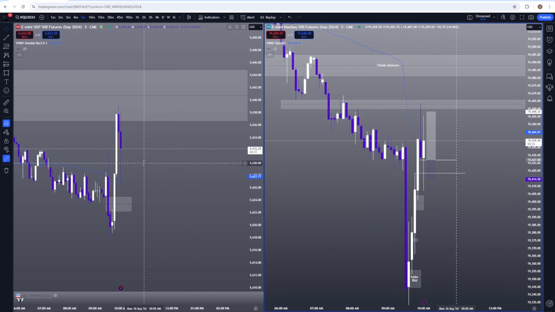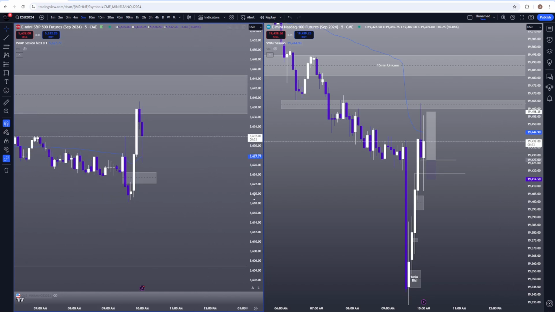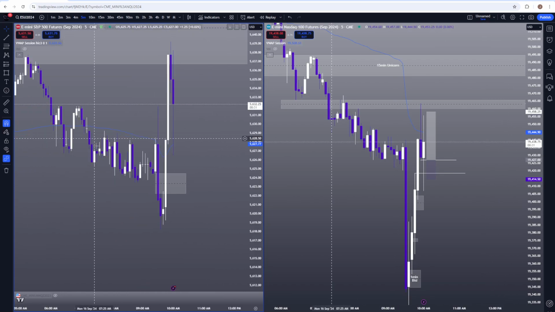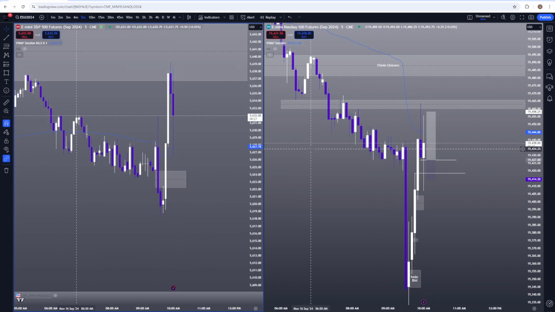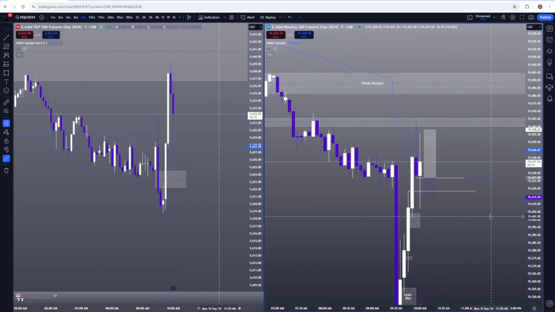5 minute unicorn on ES, let's check it out. Yeah, a little bit of a 5 minute unicorn here. It's not super clear, but you can see we have a lower high, lower low, displacement of the highs, fair value gap left behind. So we definitely have a unicorn there. Good eye there, Mike.